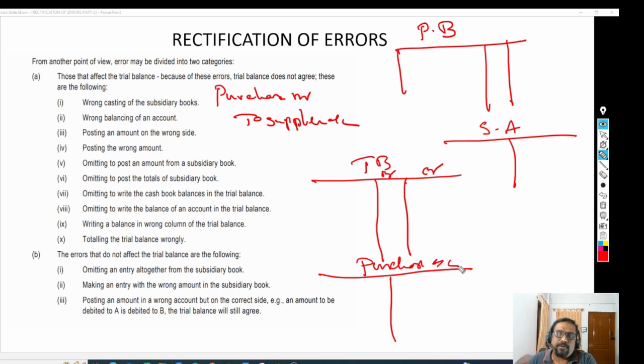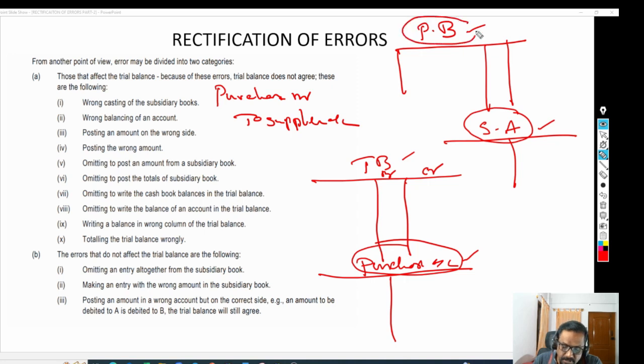These 4 are required for you to understand: purchase book, supplier account, trial balance, and purchase account. Supplier account and purchase account, these two are ledgers. Purchase book is a subsidiary book. Trial balance, you know. Now, when we purchase goods from a supplier for 3,000 rupees, it will come in the purchase book as 3,000 on the debit side, and in the supplier account it will be on the credit side. Correct?